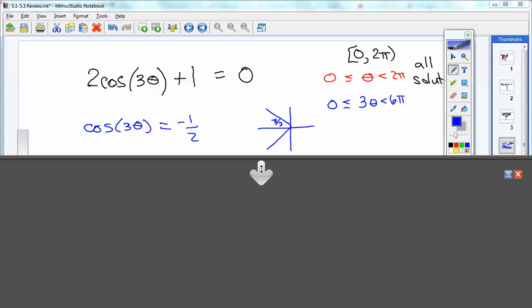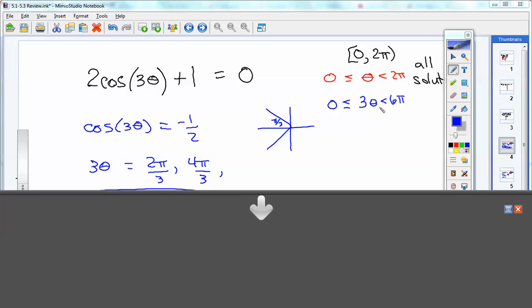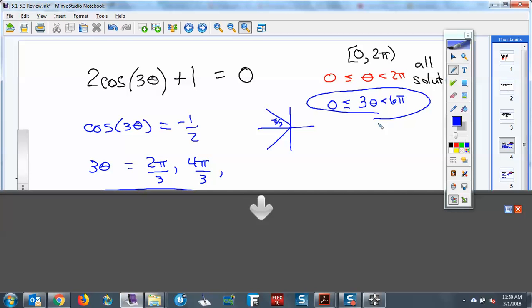All right, so get cosine by itself: it is -1/2. Cosine is negative in the second and third quadrants. Pi thirds is our reference angle for cosine being 1/2, so we get 2 pi thirds and 4 pi thirds. However, we have to go around 3 times, right? Theta is between 0 and 2 pi, so 3 theta is between 0 and 6 pi. That's 3 times around.